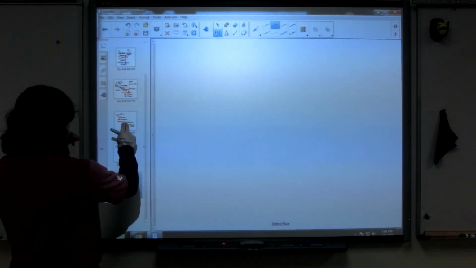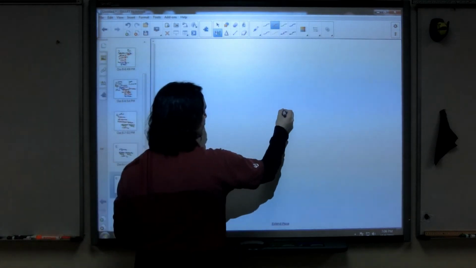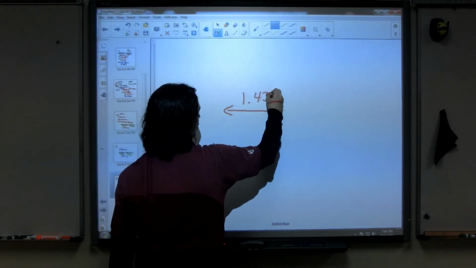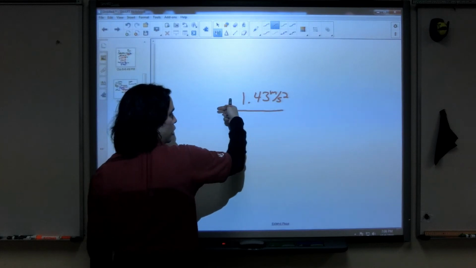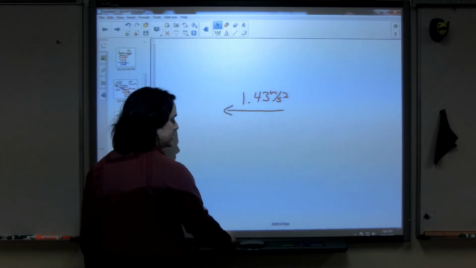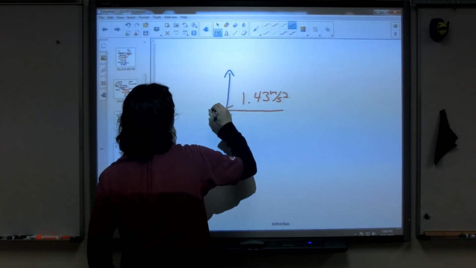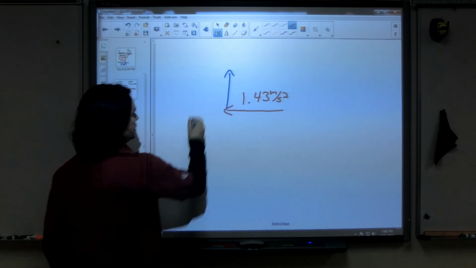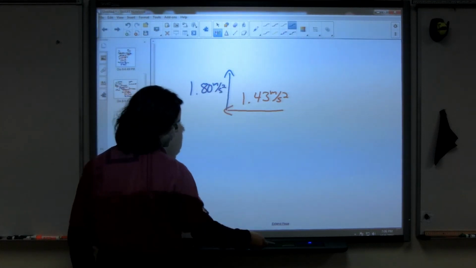Now my acceleration in the x was negative 1.43. Negative means it's to the left. I'm going to draw it to the left and make it 1.43 meters per second squared. The negative tells me the direction. Since I've drawn my arrow to the left, I still have the direction. I also have a y component, which I just found, of my acceleration, which is 1.80 meters per second squared.